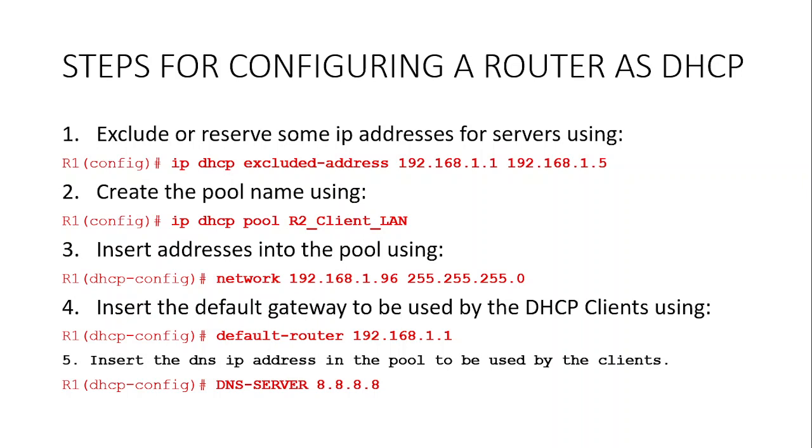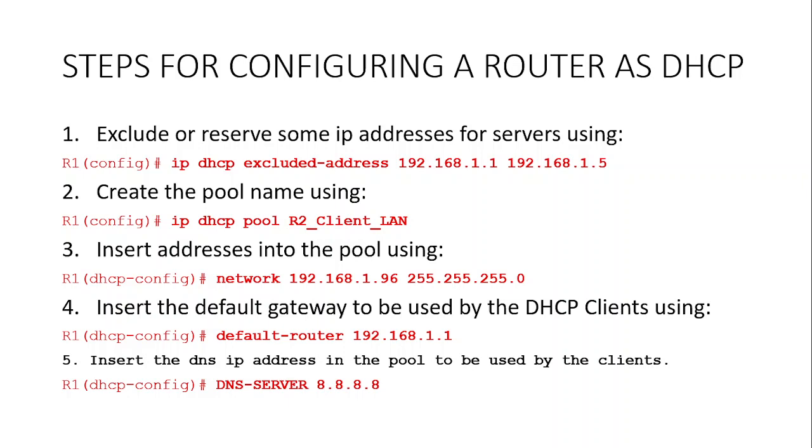Step 5, you insert the DNS IP address into the pool. Remember I told you, it is the ISP, Internet Service Provider, that gives you this address. So all the clients, if they are to access the internet, this is the DNS server address they will pick. I'm assuming that this address is the one that the ISP provided to a company, and it's the one we are configuring on our router. So that is step 5.